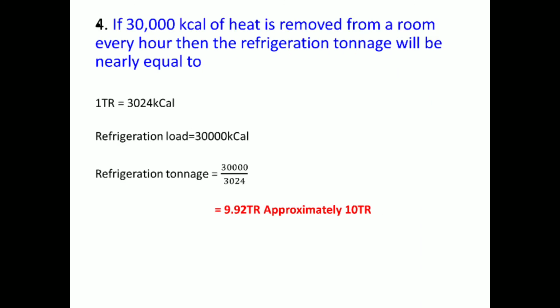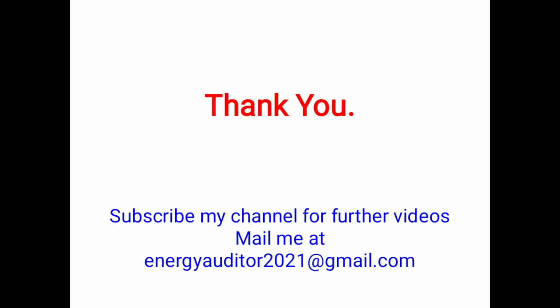Now last, again the numerical is very simple. 30,000 kilocalorie of heat is given to you, and it is asked that it is removed every 1 hour, then the refrigeration tonnage will be nearly equal to. Again the refrigeration load is given to you in kilocalories. You just have to use 1 ton is equal to 3024 kilocalories. So you just have to divide that kilocalories by 3024 to get the required tonnage.